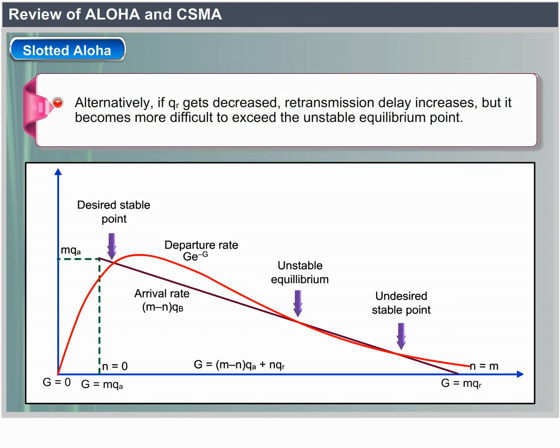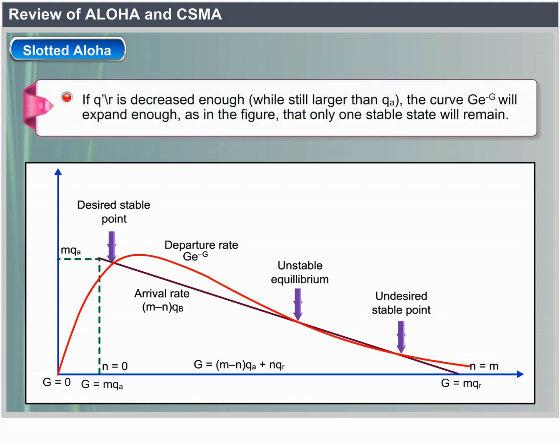Alternatively, if qr is decreased, retransmission delay increases, but it becomes more difficult to exceed the unstable point. If qr is decreased enough while still larger than qa, the curve g e^(-g) will expand enough in the figure that only one stable state will remain.